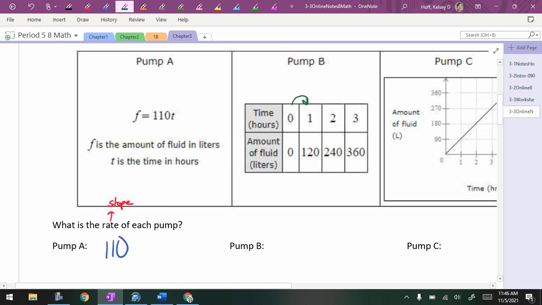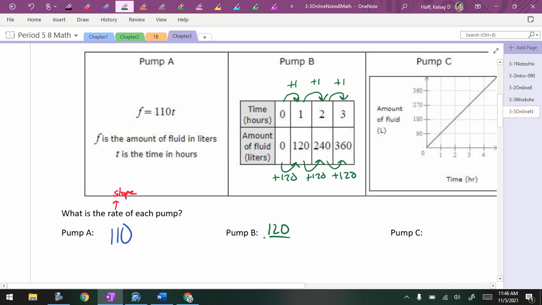0 to 1, you. 1 to 2, you. 2 to 3. Then we go on the other side, 0 to 120. 120 to 240. 240 to 360. Now, question of the morning, which one goes on top? 120 over 1, which is 120. Just like you did on Monday in your 3-1 worksheet, and even on Tuesday in your book assignment as well.